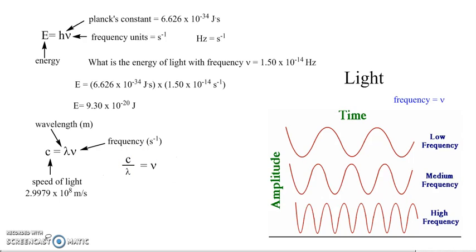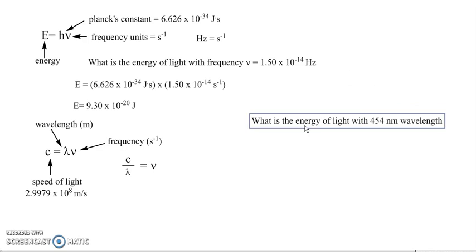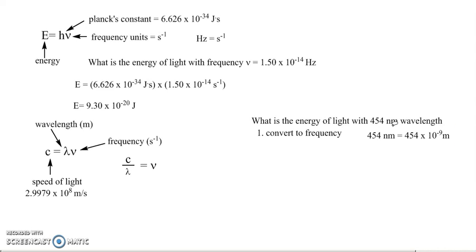Let's suppose we have the following thing we want to figure out. What is the energy of light with 454 nanometer wavelength? Well, there are going to be two steps in this process. One, convert to frequency using this relationship we just found. The thing we need to be careful of is this is in nanometers, and the speed of light is in meters, so we have to convert this to meters. The easiest way to do that is to remember nano equals 10 to the -9, so 454 nanometers equals 454 times 10 to the -9 meters.